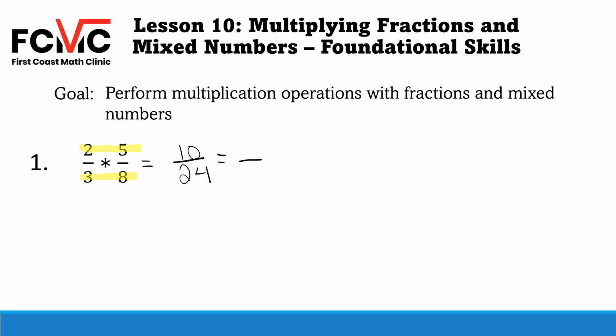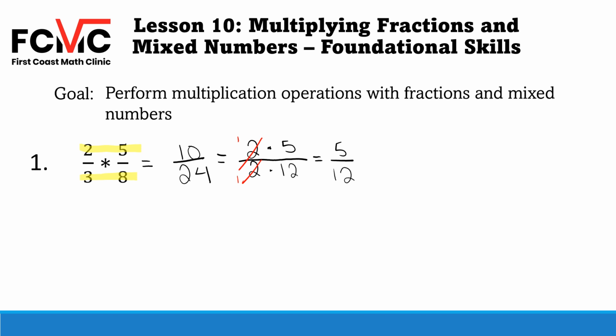Now let's reduce this. So we've got 10 over 24. So we know 10 is 2 times 5. And we know that 24 is 2 times 12. So we've got 2 times 5 and 2 times 12. So we can cancel out the 2 over 2. We know 2 divided by 2 is 1 and 1. So we don't really need the 1 times 5, 1 times 12. So this is basically going to simplify to 5 over 12 as our answer for number 1.